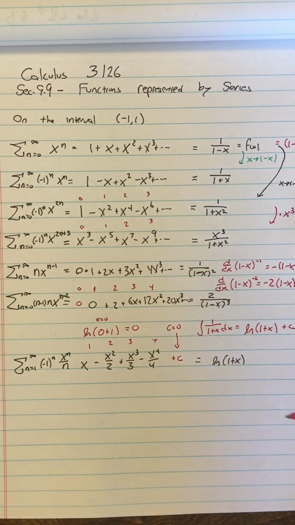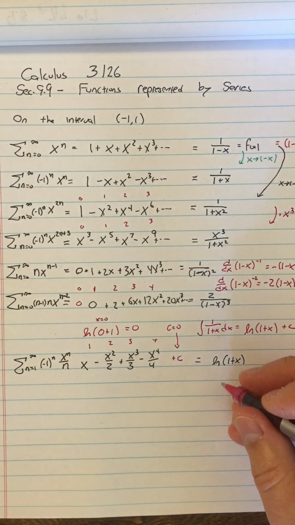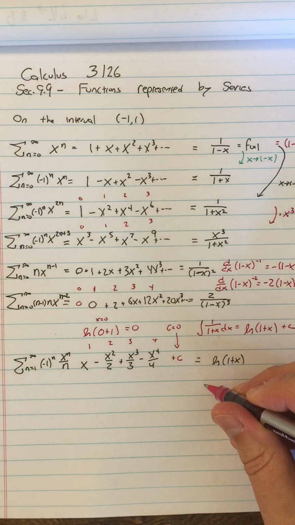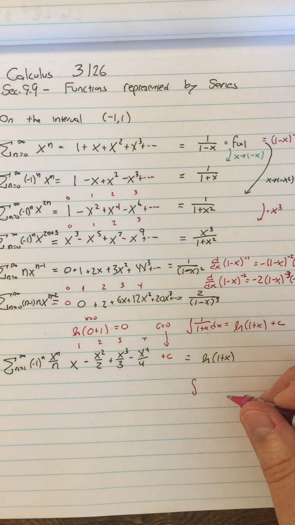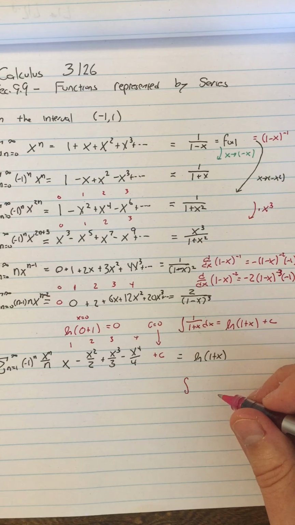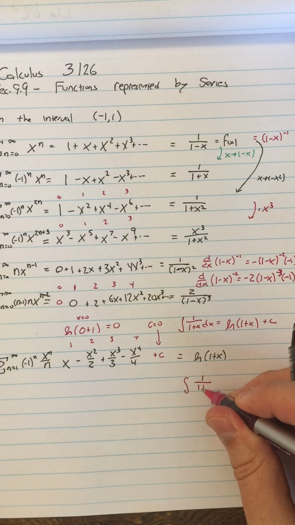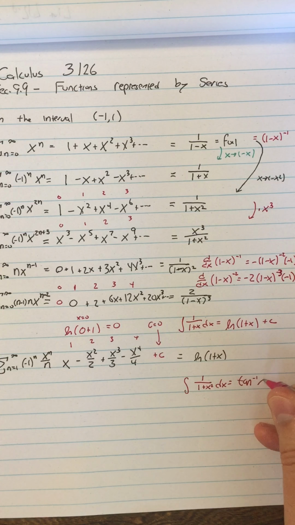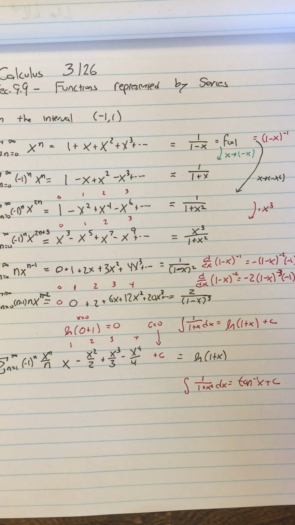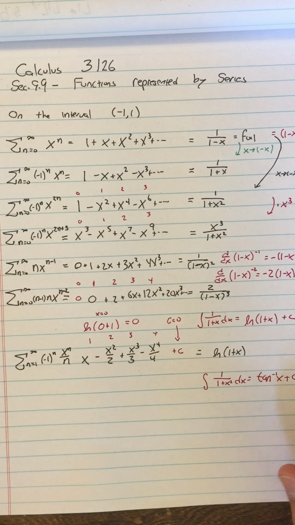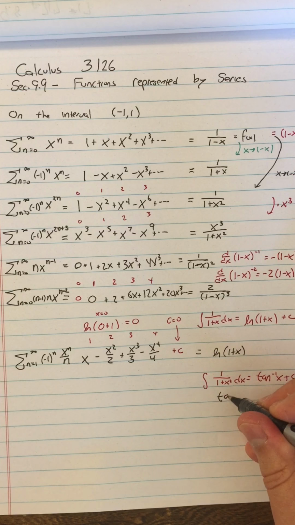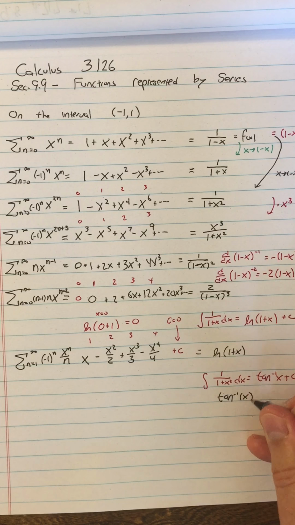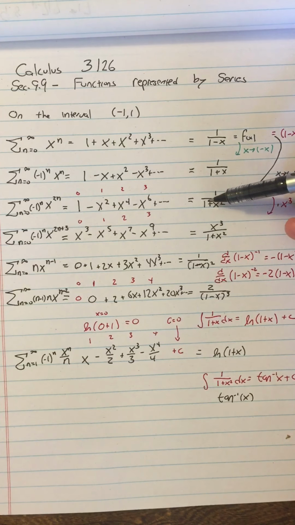Now, what about the antiderivative of 1 over 1 plus x squared? So I have the integral of 1 over 1 plus x squared dx. That equals inverse tangent of x plus c. Now plus c is going to turn out to be 0 this time also, because the inverse tangent of 0 is 0. All right, so then I know that I can get inverse tangent of x by integrating this one.